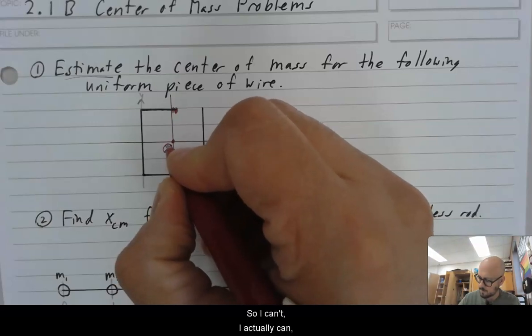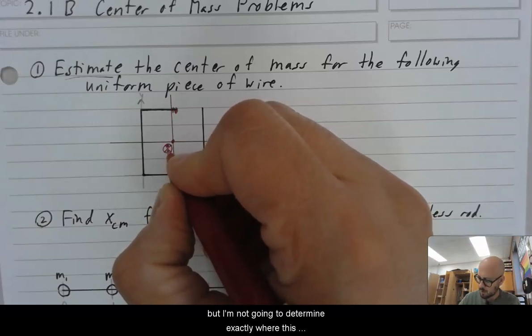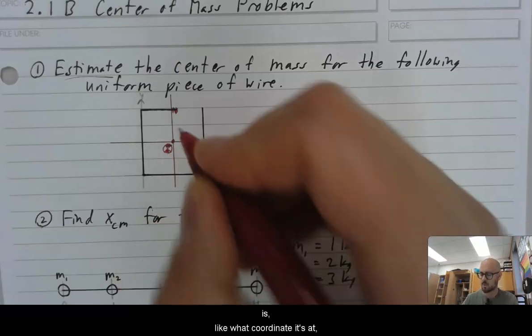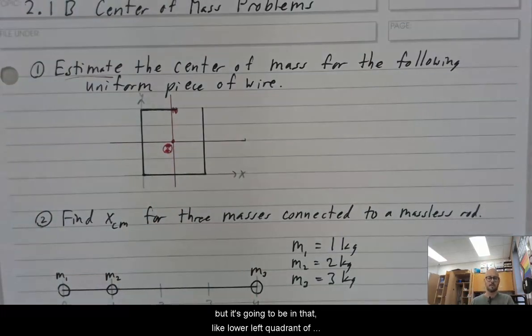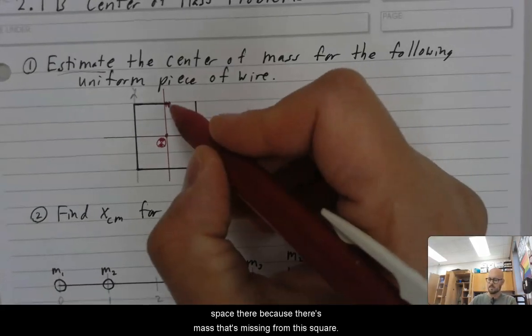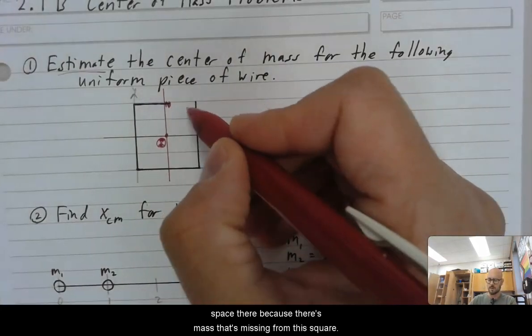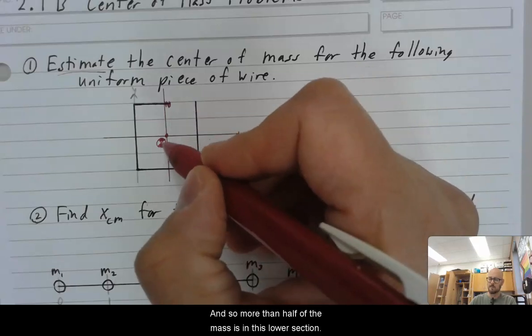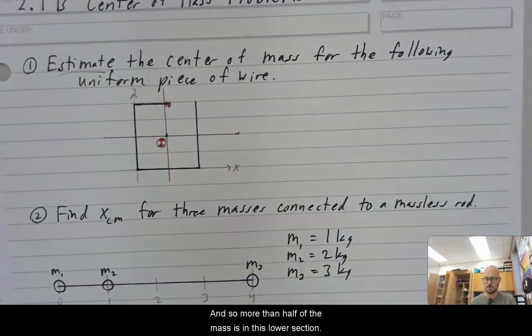So I actually can, but I'm not going to determine exactly where this is, like what coordinate it's at. But it's going to be in that lower left quadrant of space there, because there's mass that's missing from this square. And so more than half of the mass is in this lower section.